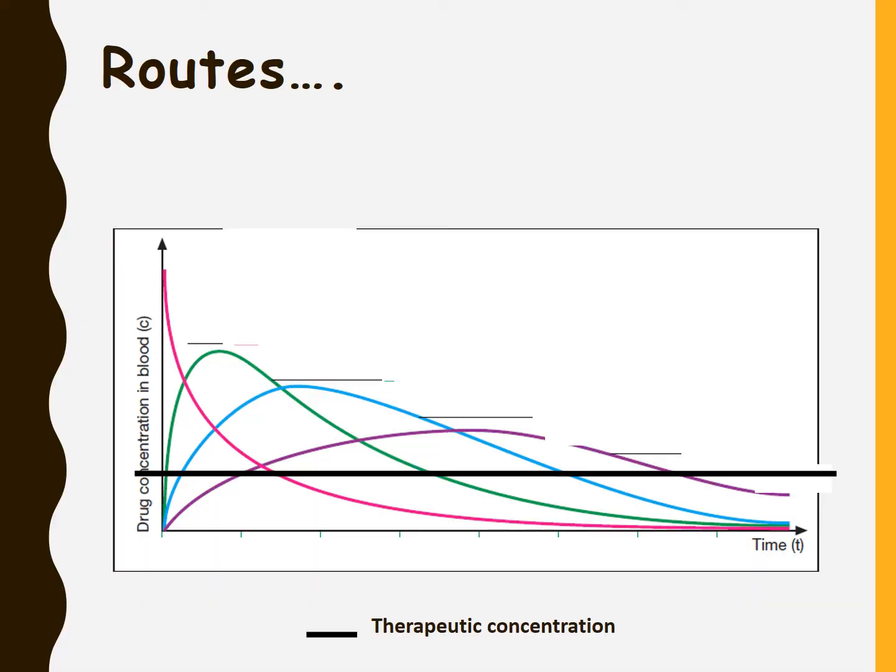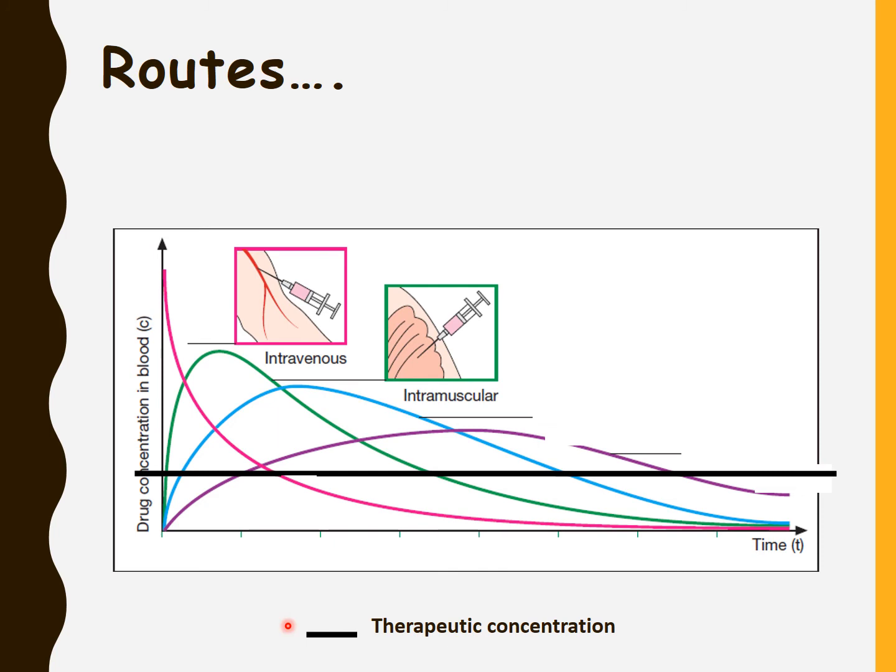Now we can see the concentrations for different routes of administration. First, the intravenous method: the maximum concentration in our blood is reached at the time itself, and then it gradually decreases. Intramuscular, there will be a gradual increase and later a gradual decrease.